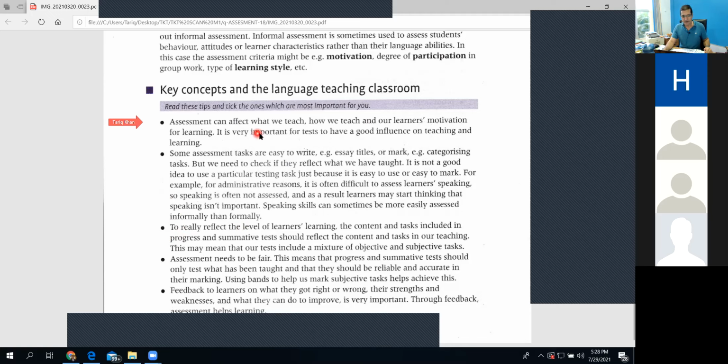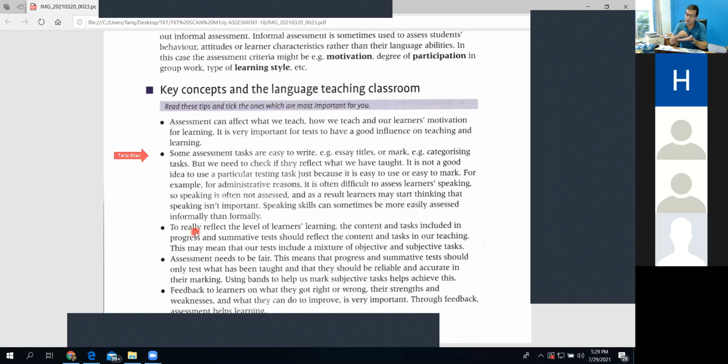Assessment can affect what we teach, how we teach, and our learners' motivation for learning. These are the areas in which we do the assessment. Assessment is not only paperwork, so you have to broaden your understanding of assessment. It is very important for a test to have a good influence on teaching and learning. And assessment actually gives a very good influence on teaching and learning.